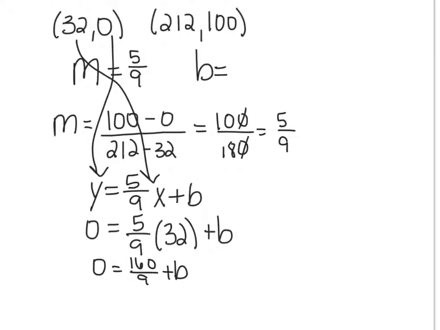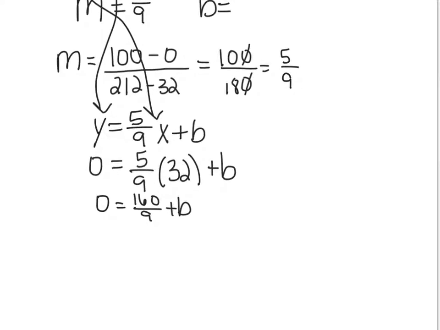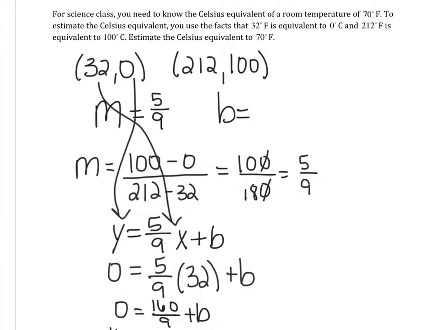Again, I'm going to scroll up here a little bit to give myself a little more room to work with. And so now to get b by itself, I would subtract the 160 over 9. So I'm going to take the 160 over 9 and subtract it from both sides. 0 minus 160 over 9 would just be negative 160 over 9. So now I have the b. Let's scroll back up here. I know that the b is negative 160 over 9. I now have all of the parts in order to write my equation. My equation would be y equals 5 over 9x minus 160 over 9.